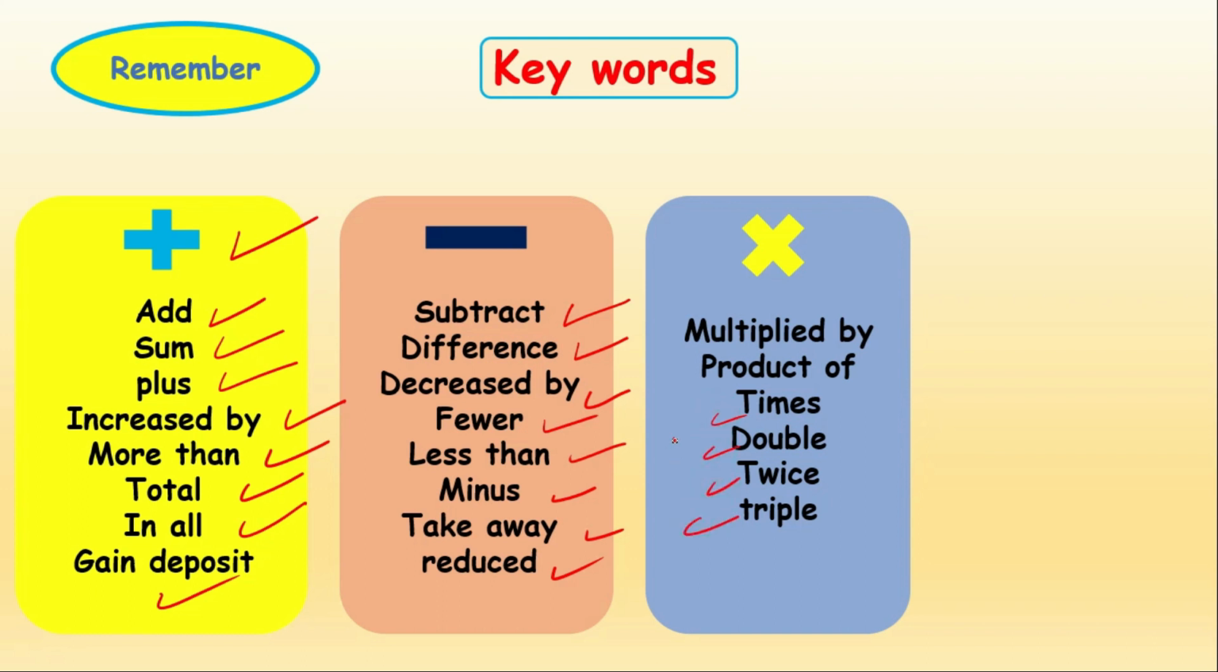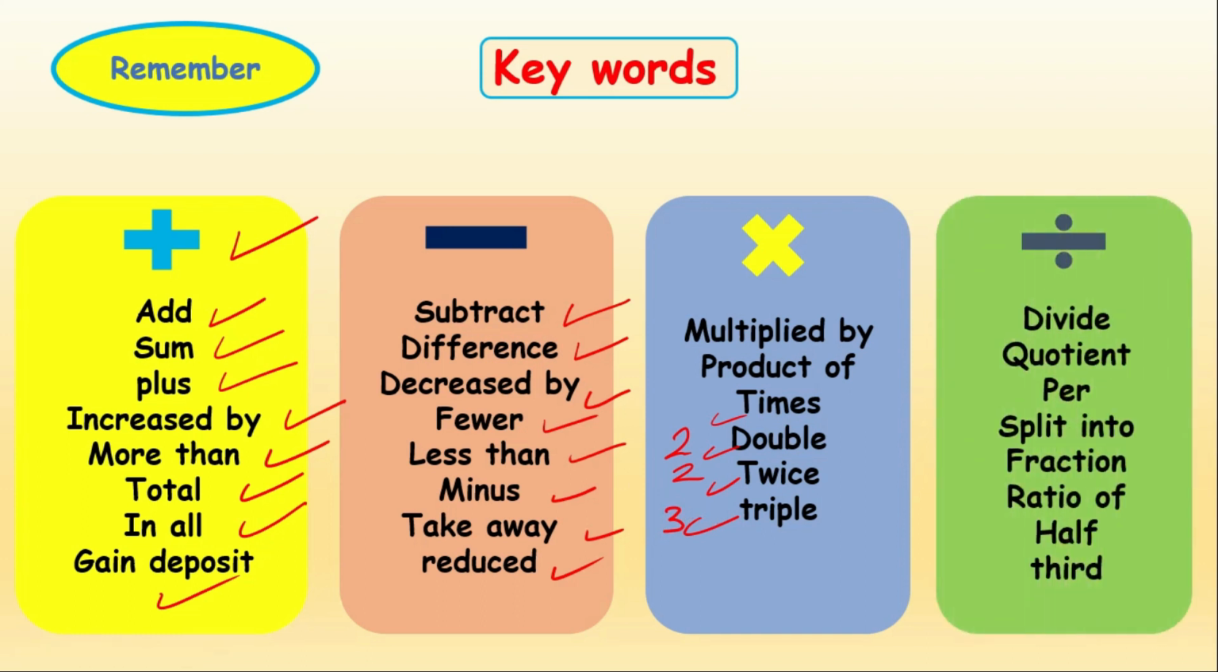Multiplication: multiplied by, product of, times, double, twice, triple. Double, like twice, means 2 as the first symbol or variable. Triple means 3 times a number or a variable. Division: divide, quotient, pair, split into, fraction, ratio of, half and third. Of course half and third are fractions of the variable.